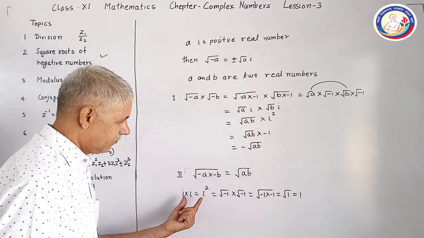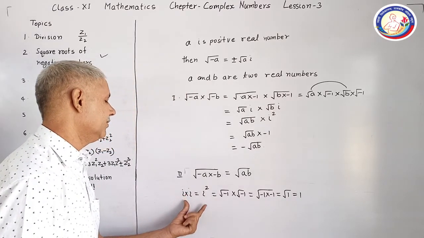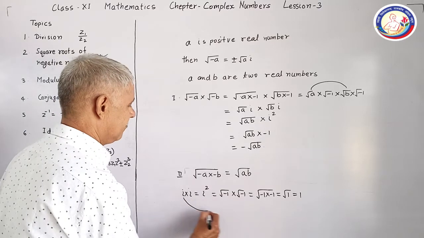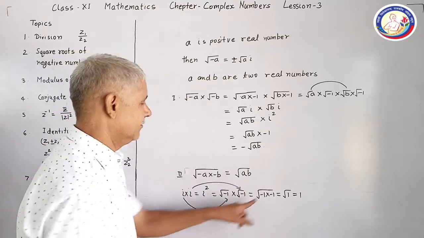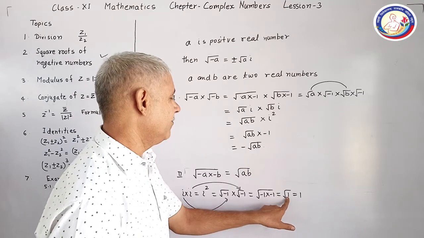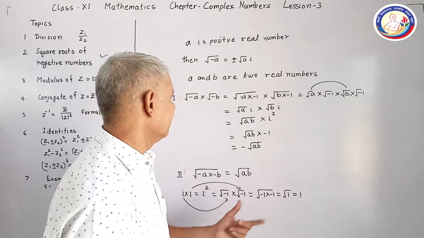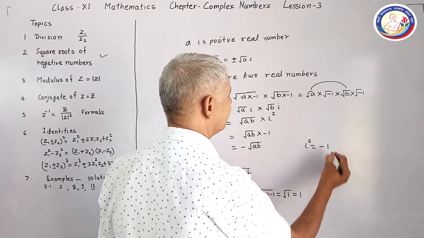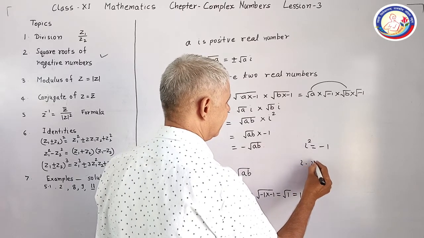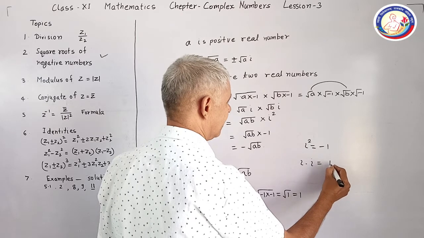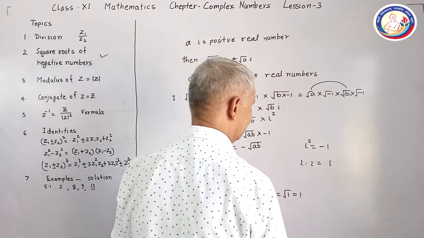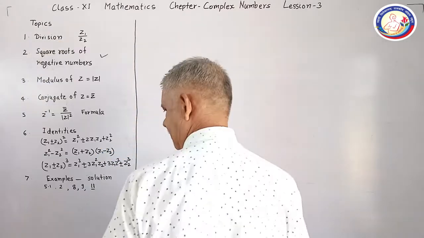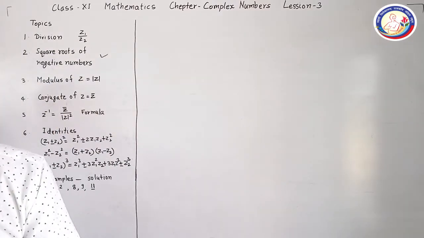If we follow this way of simplification, iota into iota, that is iota square, and the value of iota we put here, we will get square root of 1. And what is square root of 1? It is 1 or plus minus 1. So there is a contradiction: the value of iota square we are taking as minus 1, but if we multiply iota by iota, then we are getting 1. We must remember this, and we must know how we can find square roots of such numbers.